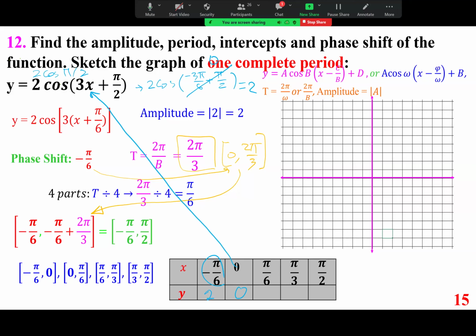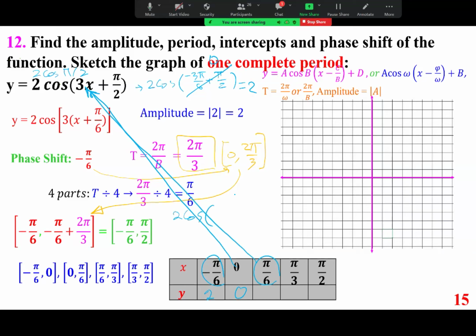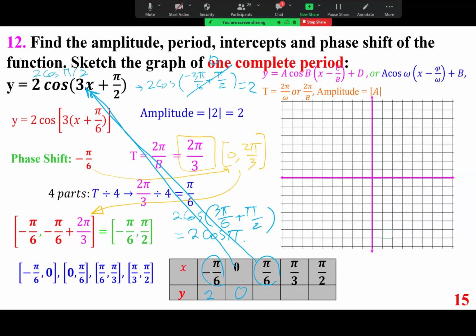Let's plug in pi over 6. If I plug in pi over 6, I get 2 cosine of 3 times pi over 6 plus pi over 2. And I hope you recognize this as pi over 2 plus pi over 2, which is pi. So it's equal to 2 cosine pi. Now cosine pi is negative 1 times 2 makes it negative 2. So I showed three of them how you calculate. You can figure out the rest.